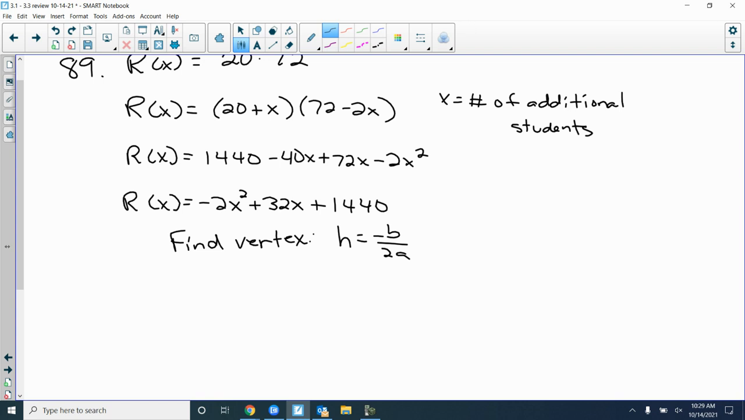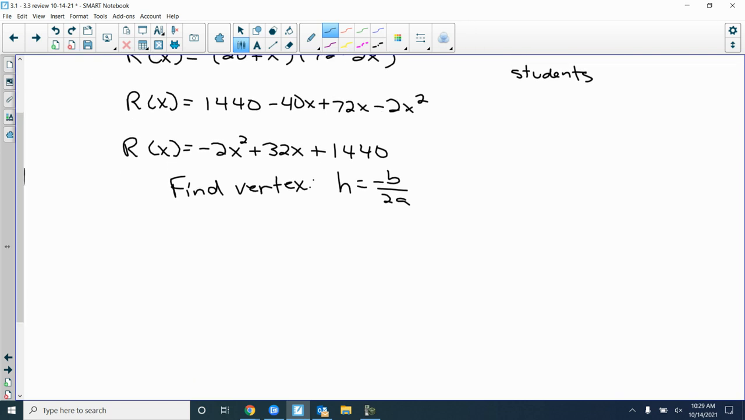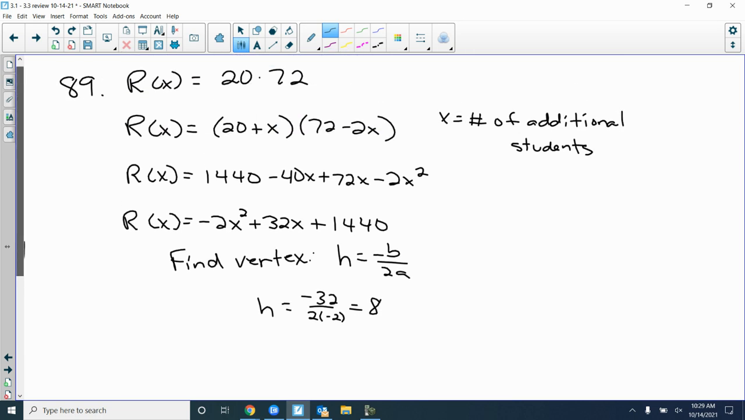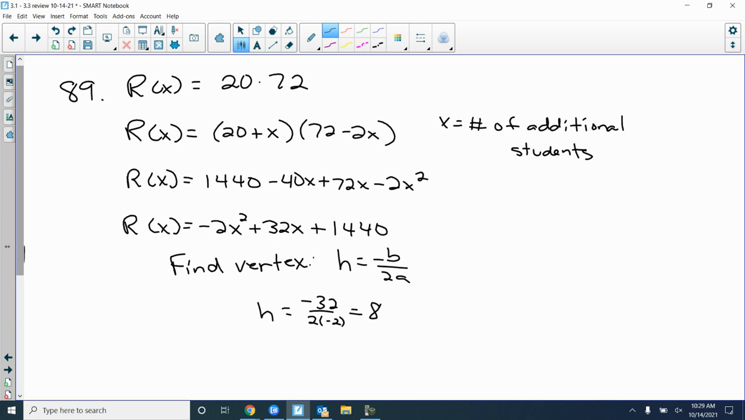Two ways to get that. Oh, yeah. So we've got to find h. Carter, you got h? It's 8, so it's negative 32 over 2 times negative 2. We end up with 8. That would be your number of additional students. The question says how many students, right? And what's your revenue? There are two ways to answer the revenue question.